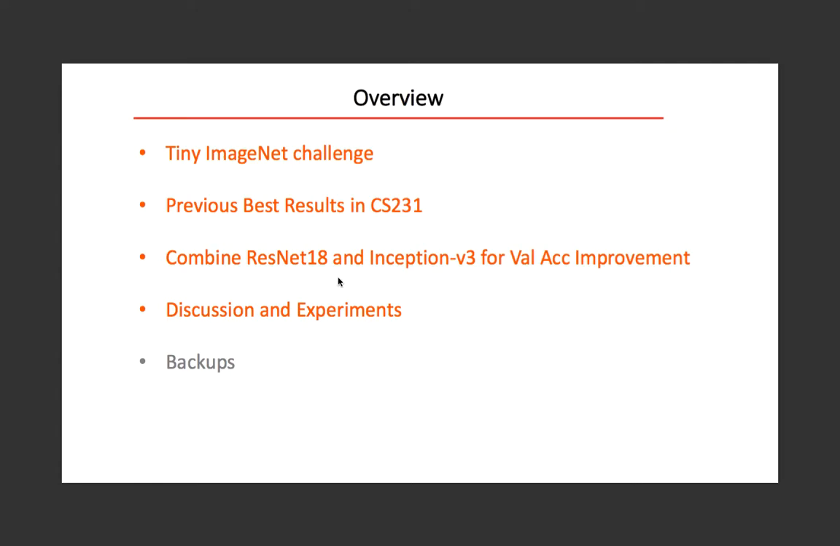in that course. And then we'll talk about the network architecture in our project, which is a combination between the ResNet 18 and the Inception v3. And we'll see the validation accuracy improvement that is achieved by this combinational network. And then we'll discuss the reasons that made this improvement by some experiments.